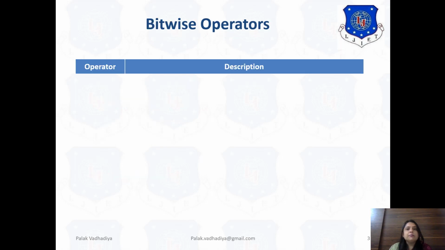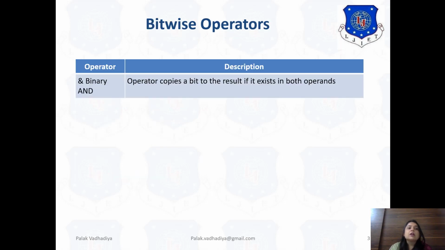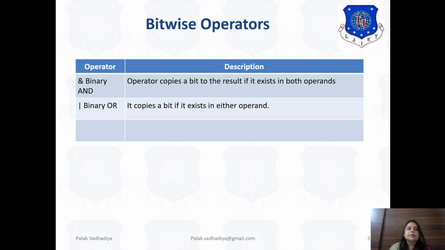So let's start with the bitwise operators. The first is AND, the binary AND. Whatever procedure you perform in digital, the same procedure applies here in Python. The AND operator copies the bit to the result if it exists in both operands. Next is OR, and the sign is the pipe sign. It copies the bit if it exists in either operand. Same as the digital concept.